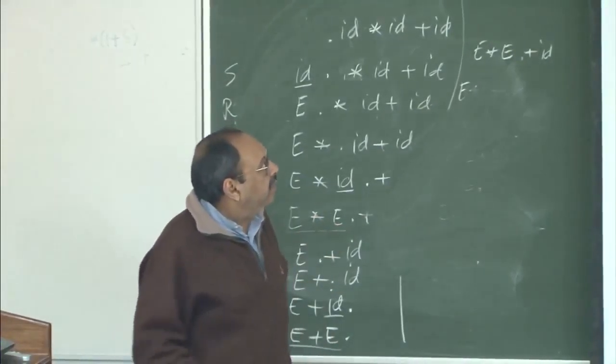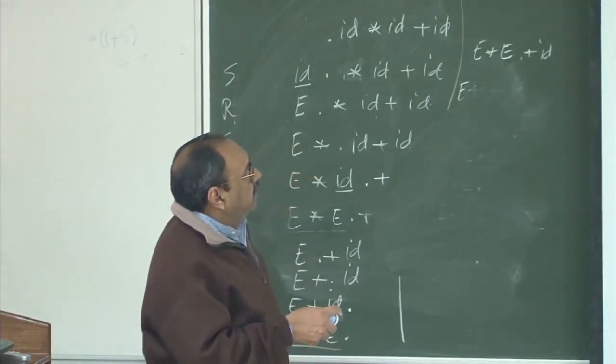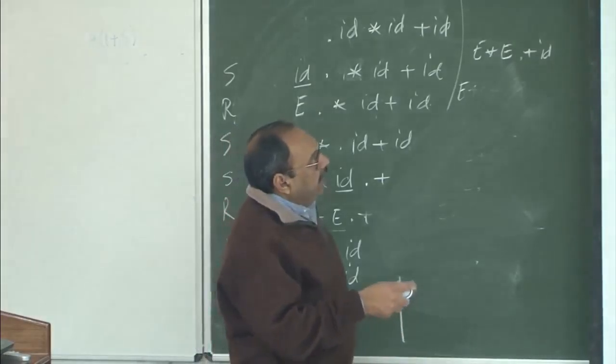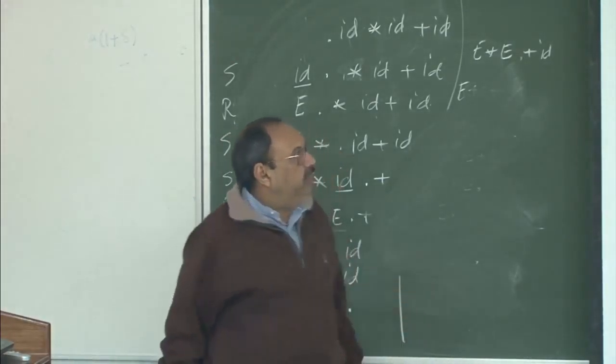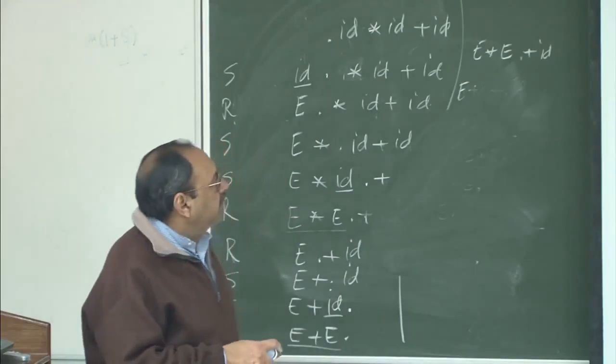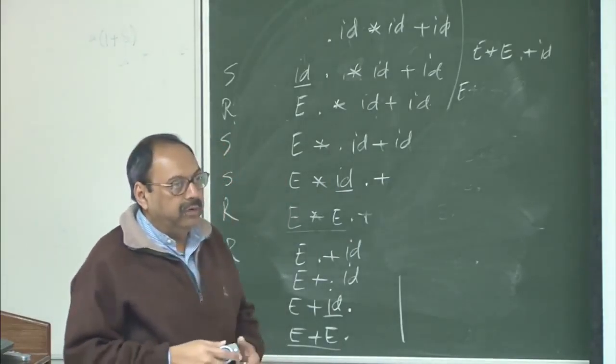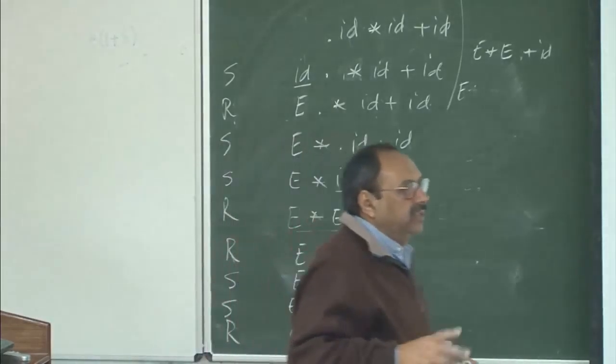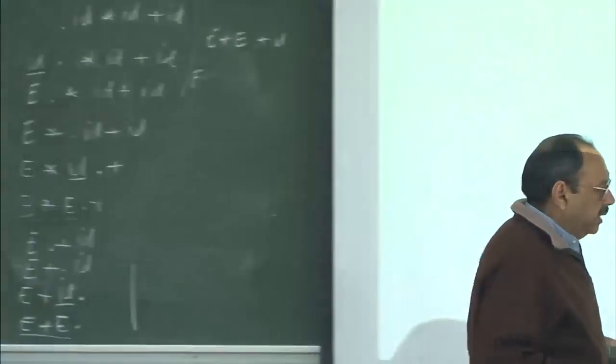So handle is a string that matches the right hand side of a production. And the second part, which is more important, is that if I replace this right hand side of a production, then it is going to give me a step within the reverse of rightmost derivation. Okay. So unless these two conditions are satisfied, something cannot be designated as handle. So this was precisely the problem.